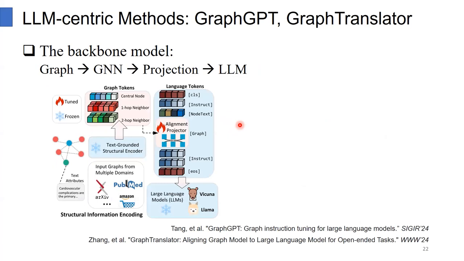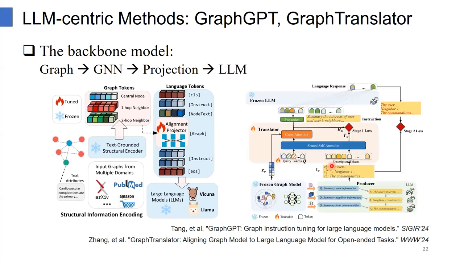And lastly, we have LLM-centric methods. So in these methods, we have two recent papers. Okay, one is Graph GPT, right? So Graph GPT applies a GNN earlier. The GNN will be used to extract structural information from the graph and then undergoes a projection. The projection is to align the GNN embedding with the large language model's embedding, right? Then it's input into a large language model. So finally, the prediction will be made by the large language model.